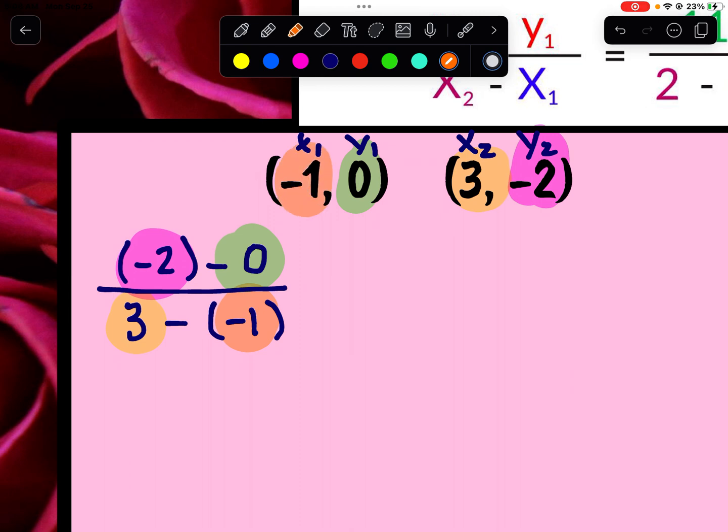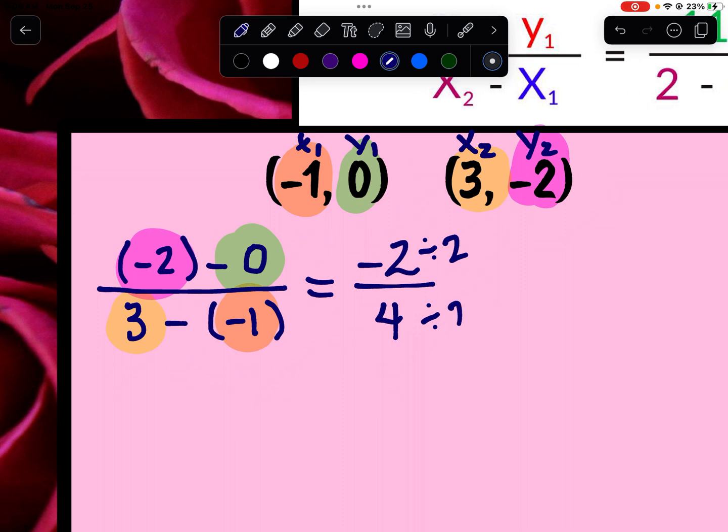And then up on the top, negative 2 minus 0 is going to give me negative 2. 3 minus negative 1. Hopefully someone is saying that minus a negative is the same as plus a positive, because it is. So that gives me a positive 4. Negative 2 over 4, I can simplify that by dividing by 2. And negative 1 over 2 is my slope. Let's write that down here. M equals negative 1 over 2.